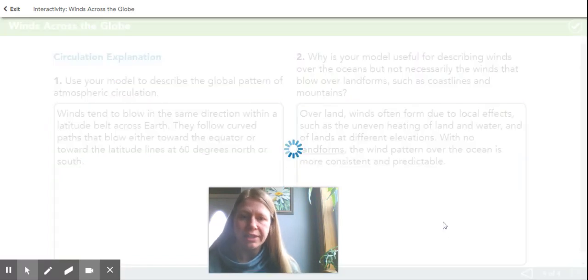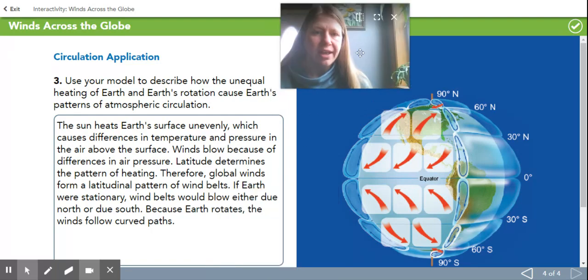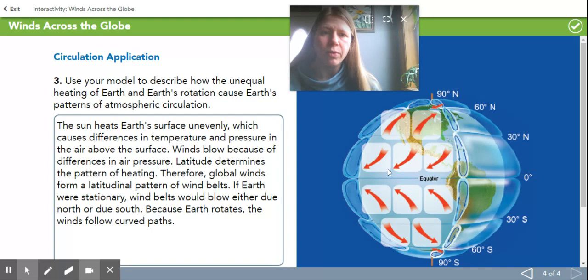And then the last page, circulation application. And you can see here again that they gave you a model of what we put on page 2. So use your model to describe how the unequal heating of Earth and Earth's rotation causes Earth's patterns of atmospheric circulation. The sun heats Earth's surfaces unevenly, which causes differences in temperature and pressure above the surface. Wind blows because of differences in air pressure.